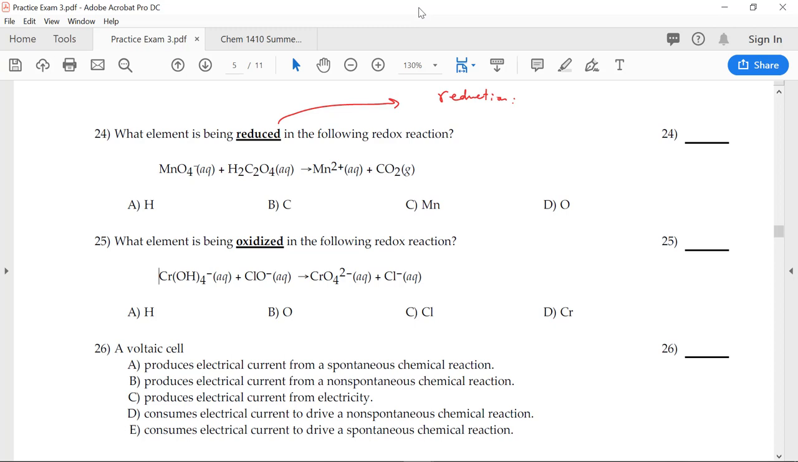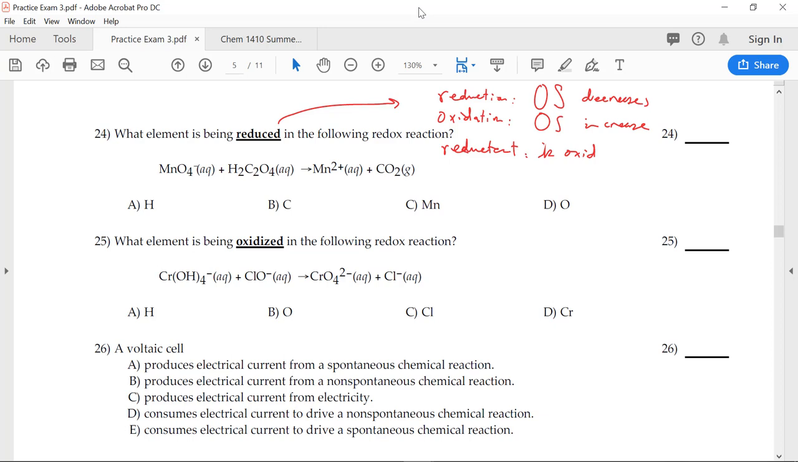Reduction means the oxidation state, or OS, will decrease in that process. For oxidation, the oxidation state will increase. Another related concept is a reductant. The reductant is the species that is oxidized. The reductant is oxidized, or in the reductant you will see oxidation state increase.